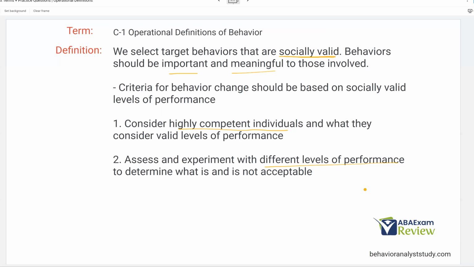Because remember, we're all made different. We all have different levels of ability and capabilities. And so maybe they can't do it as perfectly as somebody else, but perfect does not equal social validity. Social validity doesn't mean perfection. It just means competence. Is it an important change? Is it a meaningful change? Right. So those are two ways to assess the criteria of behavior change based on socially valid levels of performance.